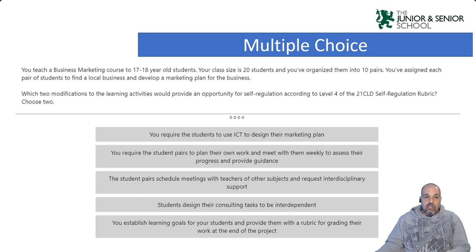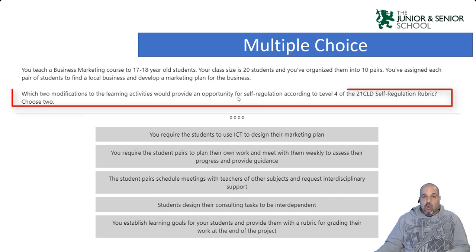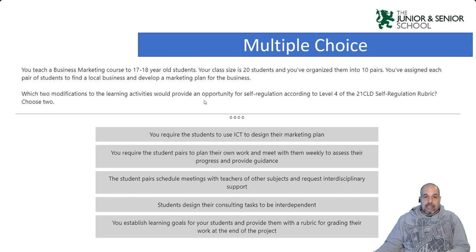Again, you're given a small scenario. And then if we look at the bottom part of the question, we see the action part of it. First thing we're looking for is what rubric are we going to be working with? And this is the self-regulation rubric. Okay, and here it says which 2 modifications to the learning activities would provide an opportunity for self-regulation according to level 4. So we have to elevate something to a level 4 of the self-regulation rubric.